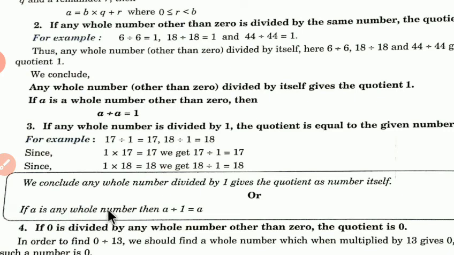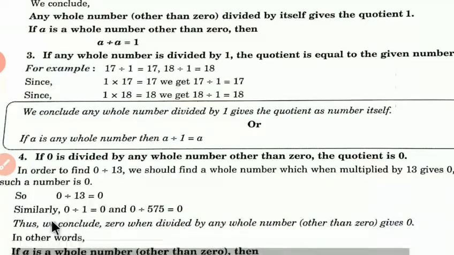Or we can say that if a is any whole number, then a divided by 1 is equal to a, where a is any whole number. For example, we have taken here 17. So 17 divided by 1 is equal to 17. This is the general way to express our properties.